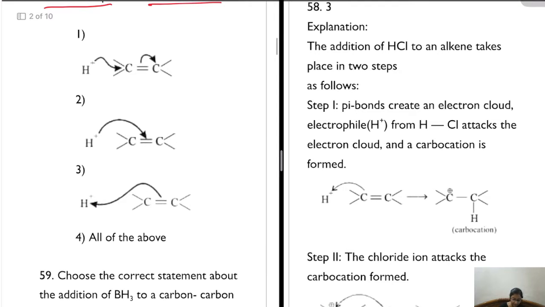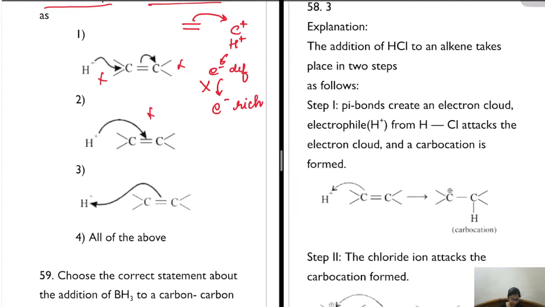See one thing. If there is a double bond, it will always donate electrons to a carbocation or any electrophile we have. Electrophile is already electron deficient, so it cannot give electrons to an electron-rich species. Based on this concept, we can already see which is wrong. H plus cannot give. This is also wrong. So which is correct? This is the correct one.